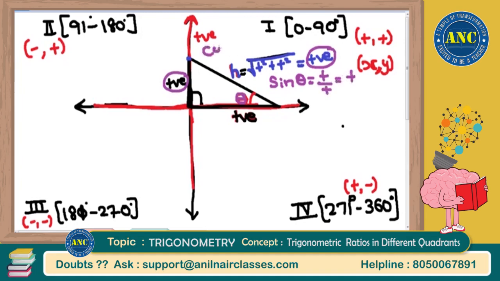Suppose if I apply cos theta, cos theta is nothing but adjacent by hypotenuse. Adjacent is positive, hypotenuse is positive. Adjacent positive by hypotenuse positive. Positive by positive is again positive. That means, keep on checking with all the other derived trigonometric functions. When you apply the definition of trigonometric functions and divide one by the other, everything will be positive only.